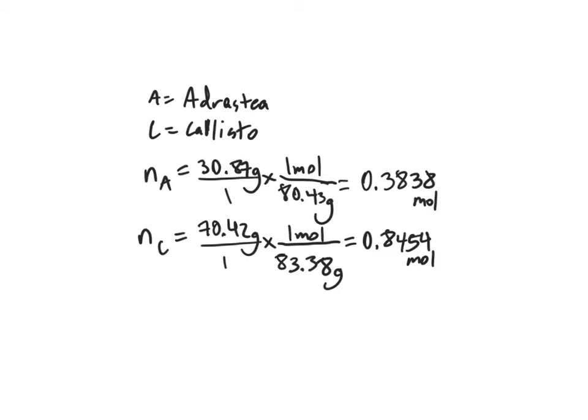So the moles of A, you have to find the moles, of course, first before you can do anything. So the moles of A, we take the 30.87 grams that we were told we have, and we are given the molar mass as well. So we put the grams on the bottom so that they cancel out. So we have 0.3838 moles of A. And for C, we do the same thing using the grams we're given and the molar mass we're given to find 0.8454 moles of C.